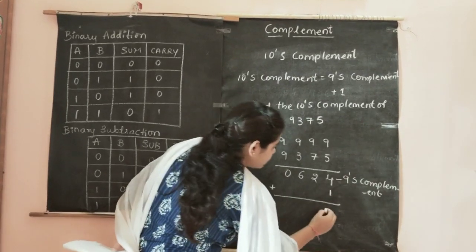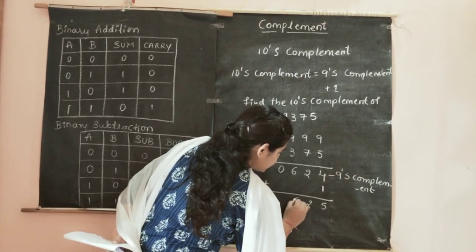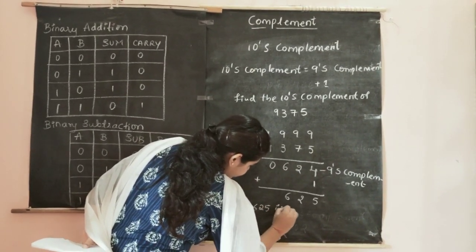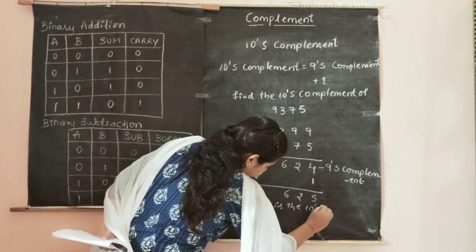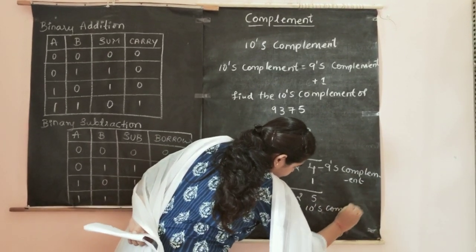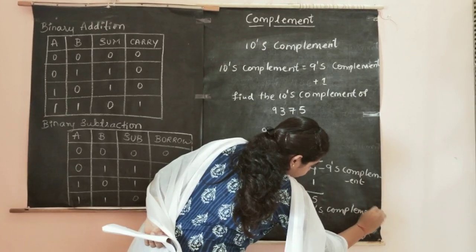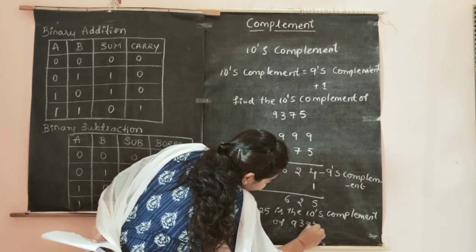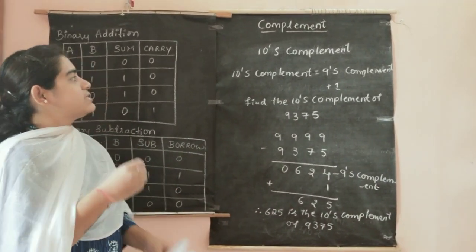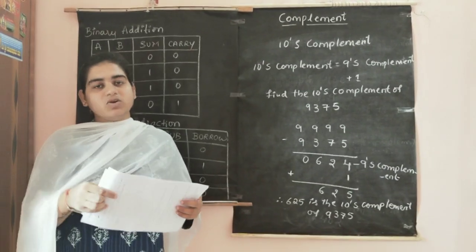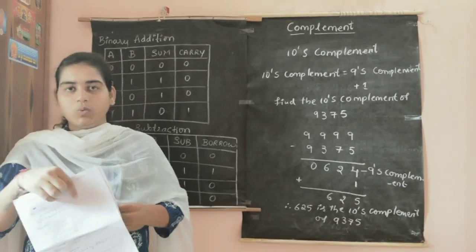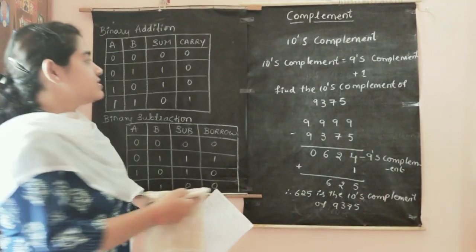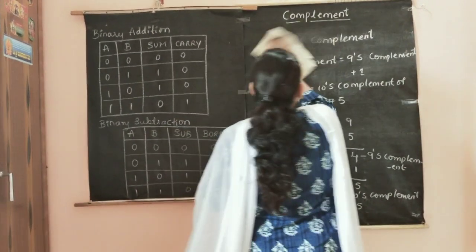Okay, so 5, 2, 6. Therefore 0625 is the 10's complement of the given value, that is 9375 here. So this is about the 10's complement, that is 10's complement is 9's complement plus 1. Then we will move on to the last number system, that is hexadecimal number system.